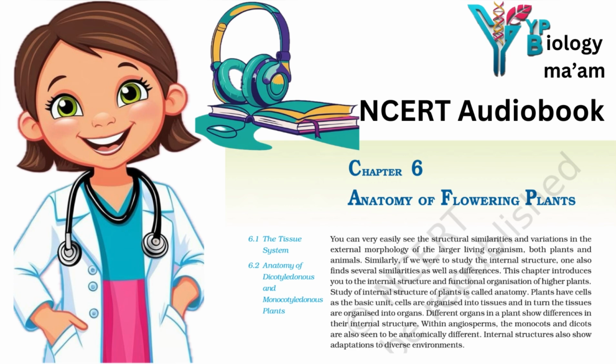These are dead and are without protoplasm. The inner layers of the cell walls have thickenings which vary in form. In flowering plants, tracheids and vessels are the main water transporting elements.